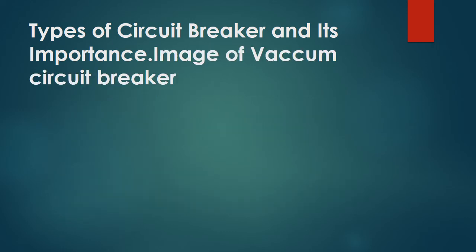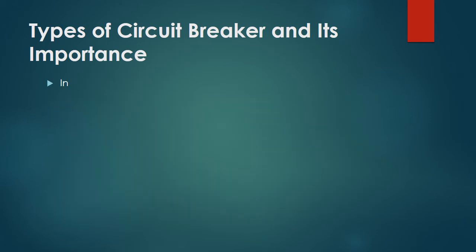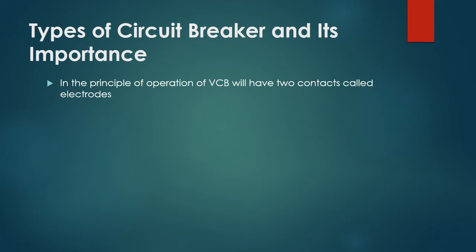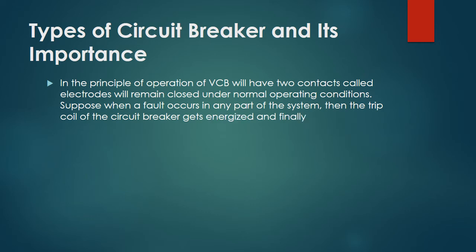Vacuum circuit breaker. A vacuum circuit breaker is a circuit breaker in which vacuum is used to extinguish the arc. It has dielectric recovery character, excellent interruption, and can interrupt the high frequency current which results from arc instability, superimposed on the line frequency current. Image of vacuum circuit breaker. The principle of operation of VCB.